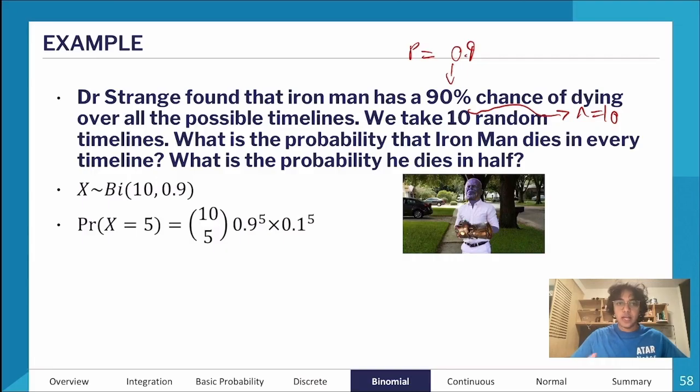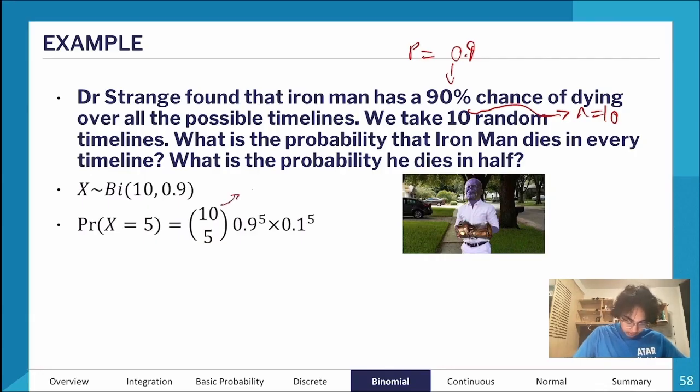So let's say we want to work out the probability he dies in 5 of the 10 random timelines. Again, order doesn't matter here. It doesn't matter in what order he dies or in which order of timelines checked he dies. It only matters that out of the 10 times, it happens 5. Or, he dies in half, right? That's what we're working out first. So X is equal to 5 out of 10, that's half.